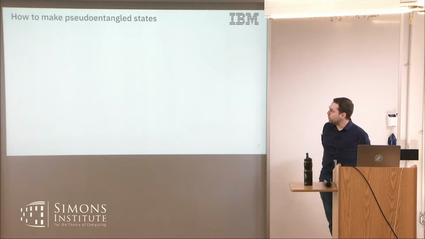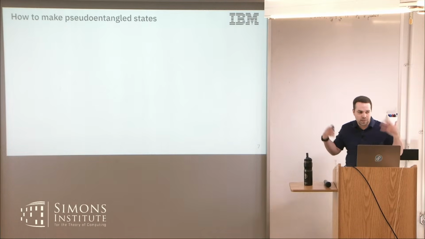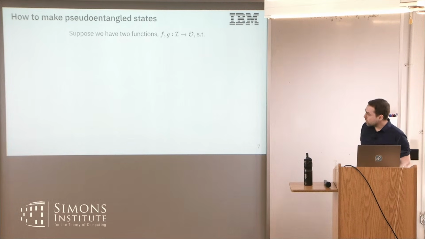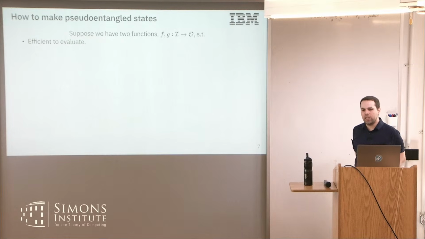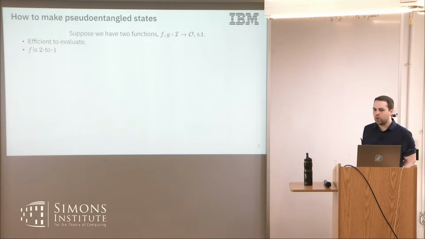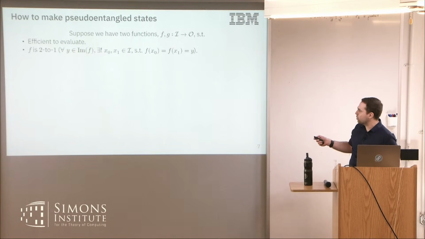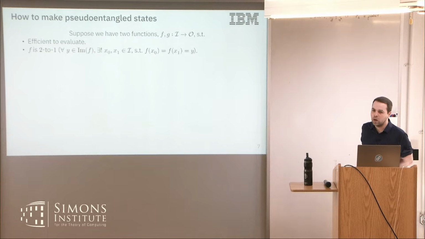Okay, so let me first tell you one way in which you could create pseudo-entangled states. For the moment, let's forget about constant depth, just in general, how would you do it? So here's one way. Suppose I have two functions, f and g. These are just purely classical functions. And we're going to require that they're efficient to evaluate. So we have polynomial-sized classical circuits that can evaluate these functions. And we're going to assume that f is a 2-to-1 function. What this means is that for every output of the function, so every y in the image of the function, there are exactly two distinct inputs that map to that output. So f of x0 equals f of x1 is equal to y, whereas the g function is injective, so it's a one-to-one mapping.